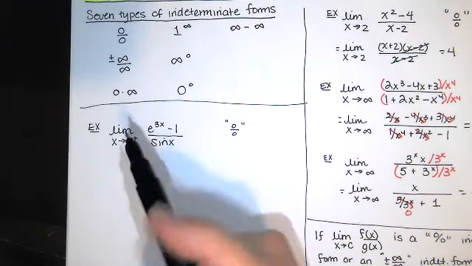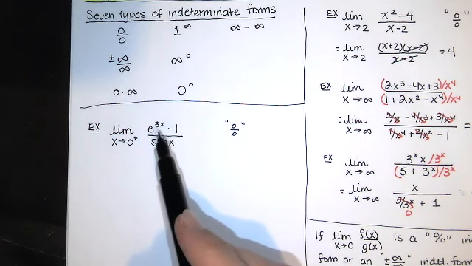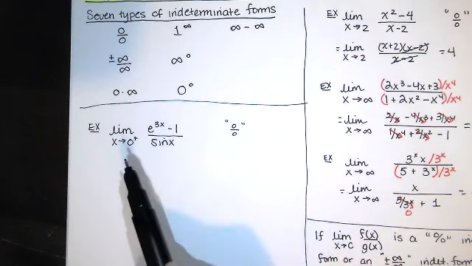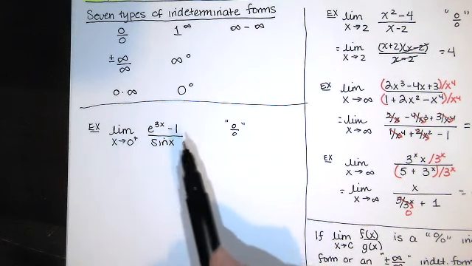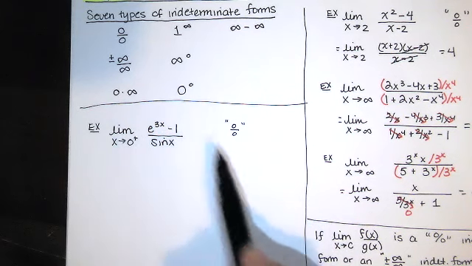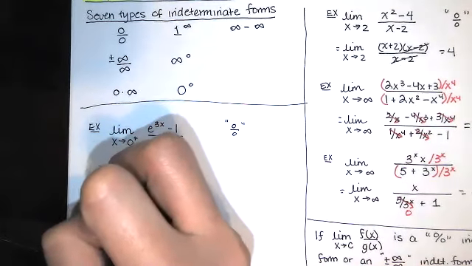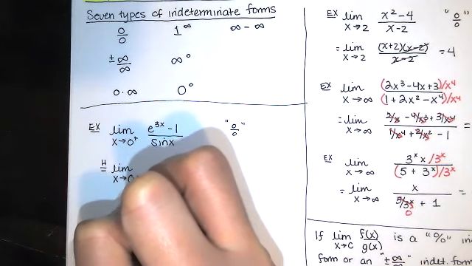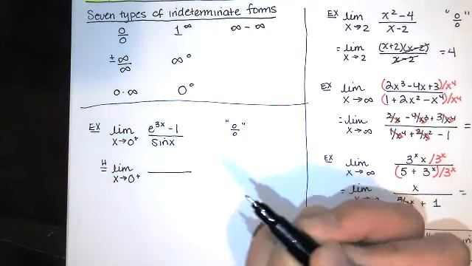First, we substitute in 0. The numerator is approaching 0 because we get e to the 0, which is 1. 1 minus 1 is 0, over sine of 0. Sine of 0 is 0. So this is a 0 over 0 indeterminate form. Well, according to L'Hôpital's Rule, the limit of that function is the same as the limit of this function.